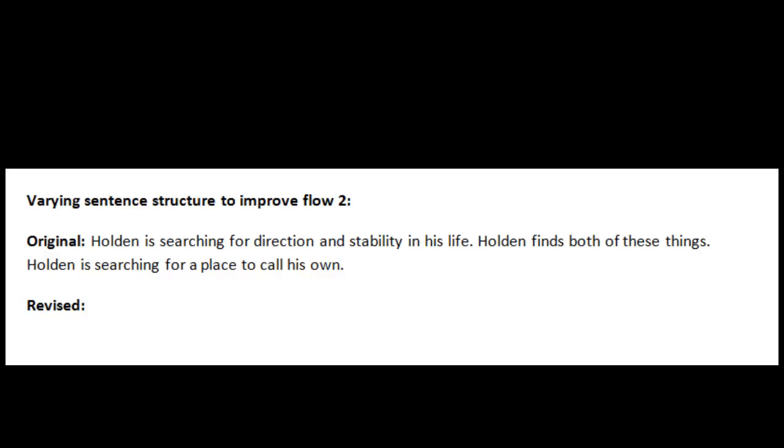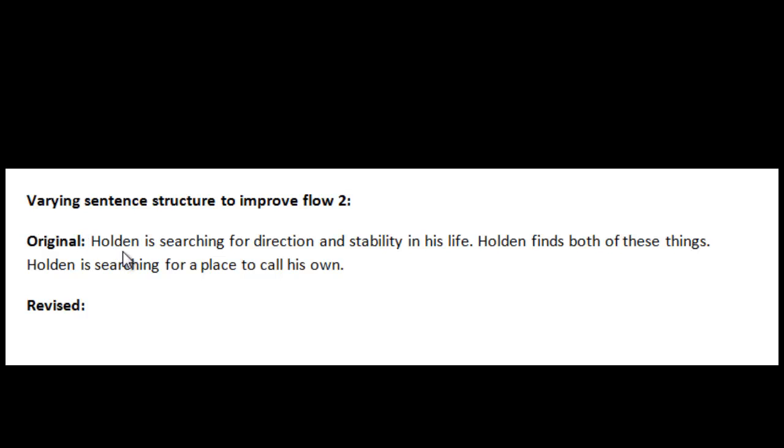I want to take a couple of minutes to look at how we can vary sentence structure in order to improve flow. If we look at an example of an original sentence from a student's writing, we'll see that there's a bit of choppiness here, and you'll notice that the sentences tend to be short, simple sentences and somewhat repetitive in terms of their structure. So let's have a look.